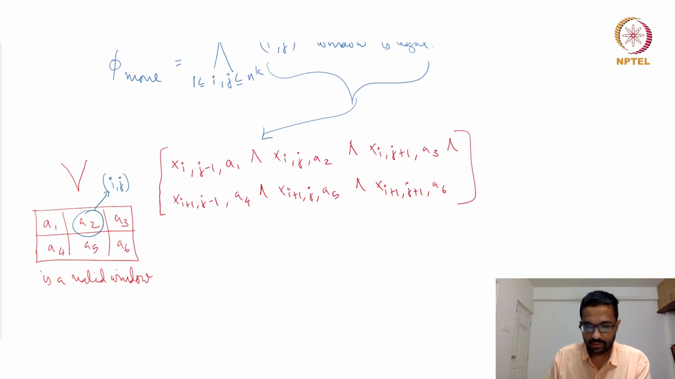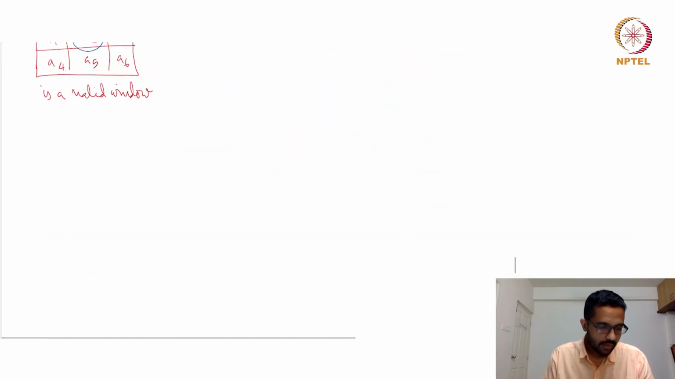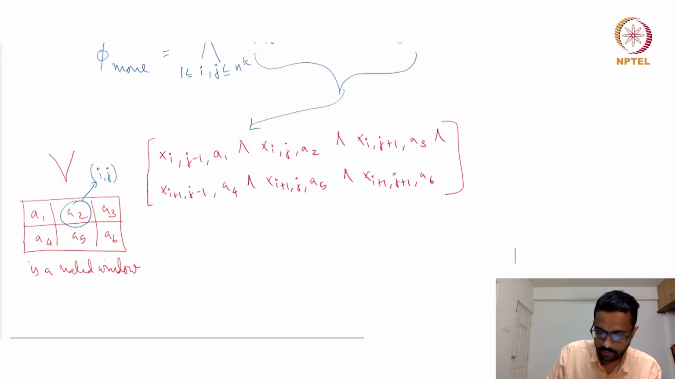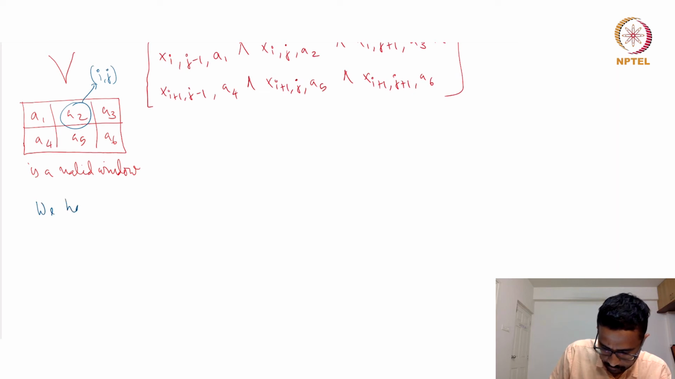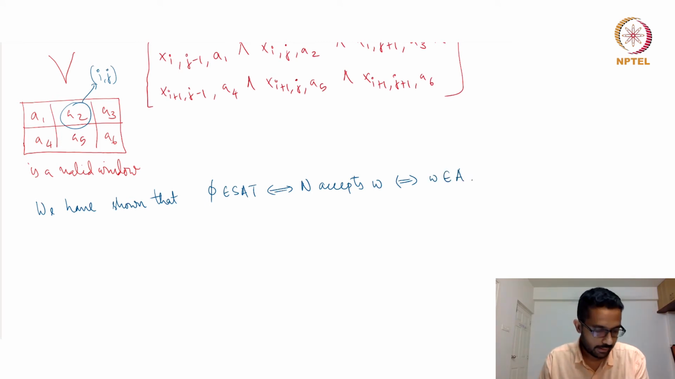This may seem like a big formula, right? We have a big AND over all the i comma j and we have a big OR over some constant number of things, which is the number of valid windows. We want to show that it's a valid window and we have computed that. Now with this, we have shown a formula for phi move which is a satisfiable formula, and we have shown what we wanted to show: phi is in SAT if and only if N accepts W, and N accepts W if and only if W is in A, because N is a decider for A, which is the main thing that we want to show.